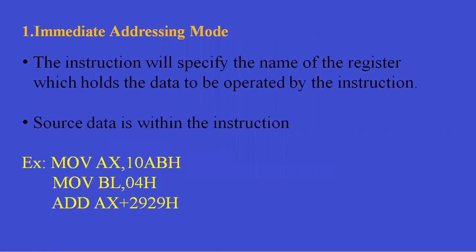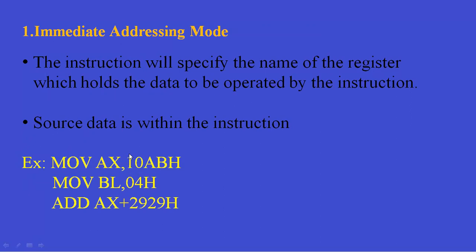First one is immediate addressing mode. The instruction will specify the name of the register which holds the data to be operated by the instruction. So here the source data is within the instruction. So here it is the instruction to move the data from one register to another register.